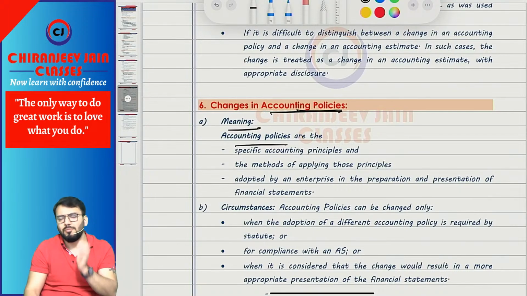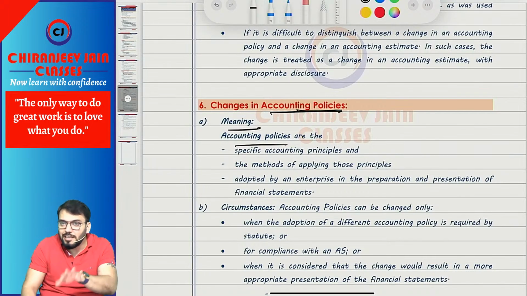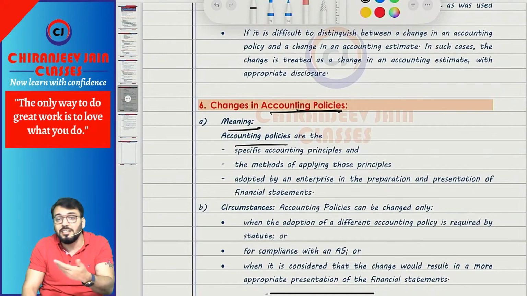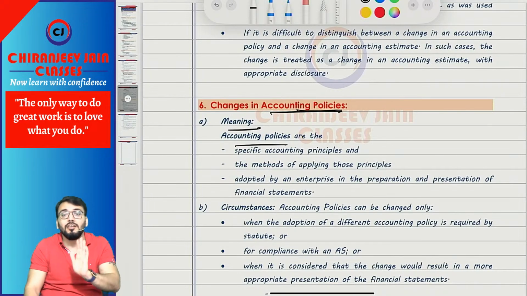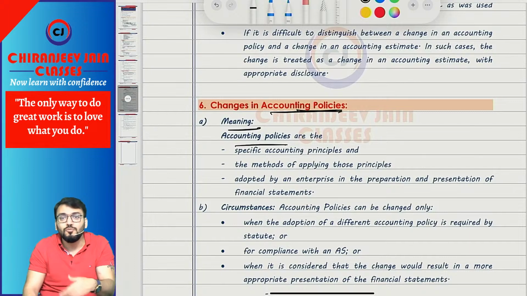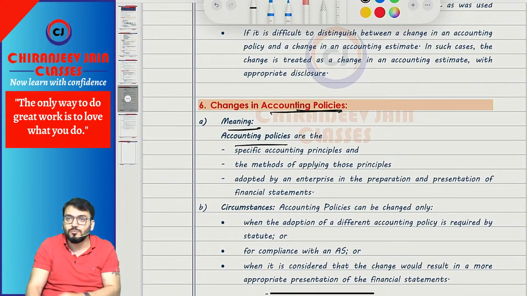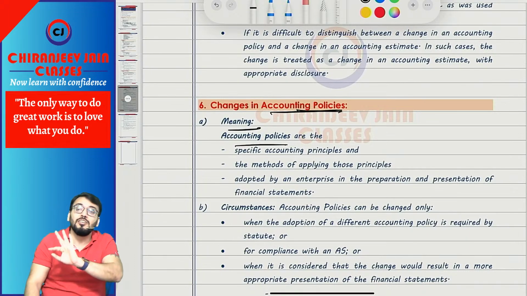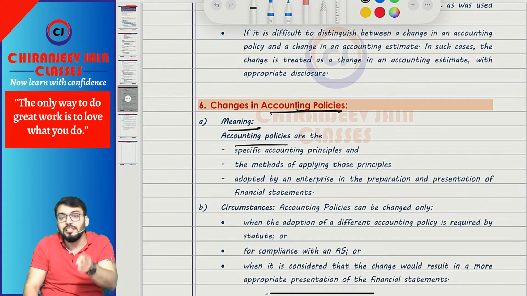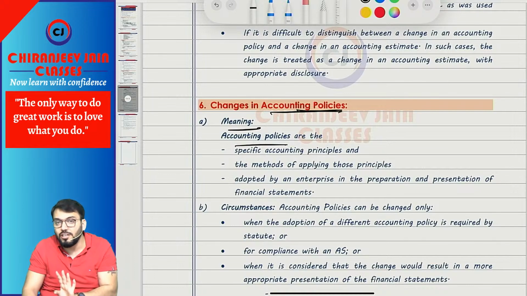For example, in simple words, for inventory, what is the accounting principle for measurement? Cost price or NRV, whichever is lower. And the method is what? Cost formula, that is specific identification method, weighted average price method, FIFO, standard costing. These become the cost formula to find out the cost price. So any change in principle or any change in accounting method will result in what? Changes in accounting policy.